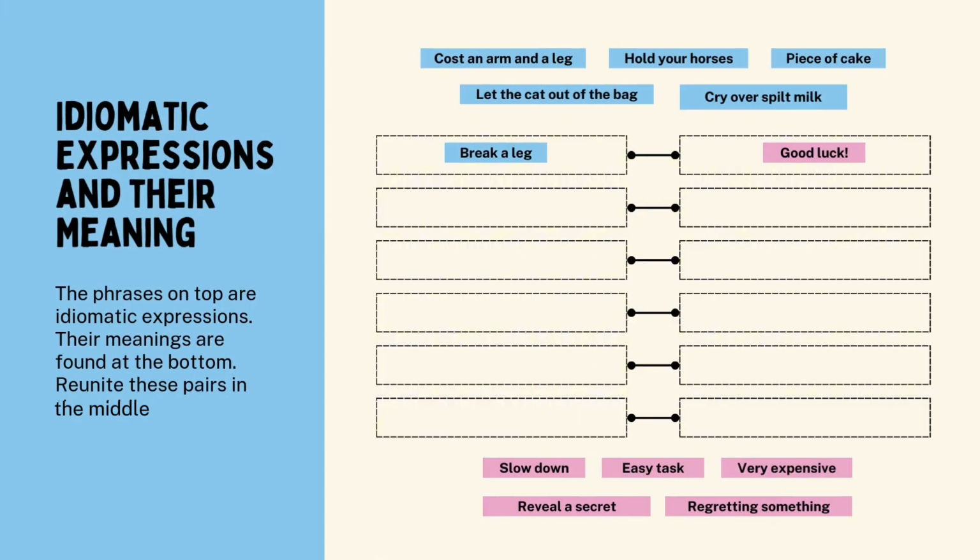Up next, we have our idiomatic expressions and their meaning games, kind of like a matching game. Here we have the phrases on top, which are blue, which are your idiomatic expressions. Their meanings are found at the bottom. The point of this game is to match the blue, which is the idiomatic expression, with the pink to try to see what they actually mean. I'll give you a little bit of time. Also, you can pause if you need to.